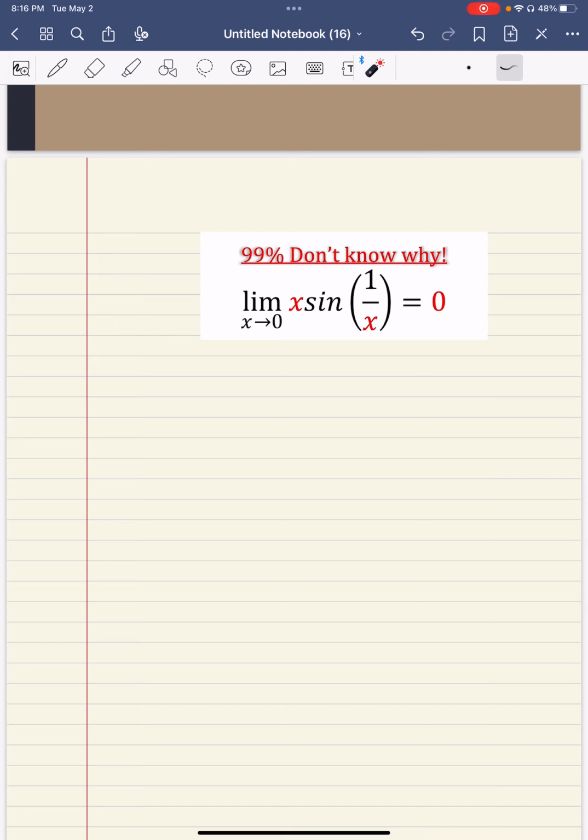So today I'm going to see why this limit, x times sine 1 over x, equals 0. Why is it equal to 0?